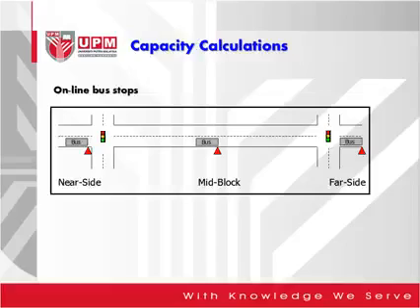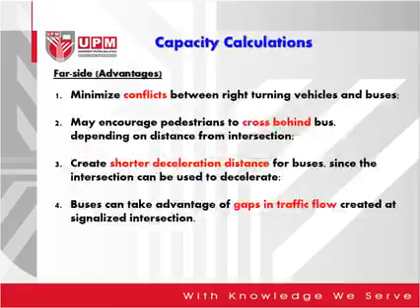Again, you have seen this figure before. So we have near side, we have mid block, and we have the far side. Advantages for far side bus stop, there are 4. The first is to minimize the conflicts between right turning vehicles and buses. Second, it may encourage the pedestrians to cross behind the bus, but of course it depends on the distance from the intersection and the bus stop. And the third point is to create a shorter deceleration distance for buses.